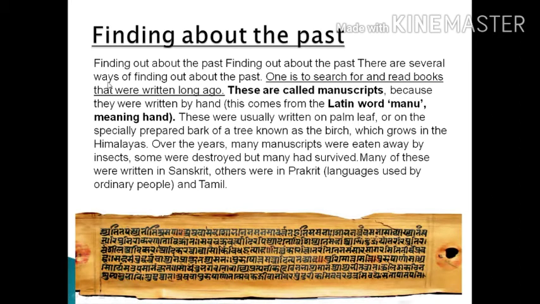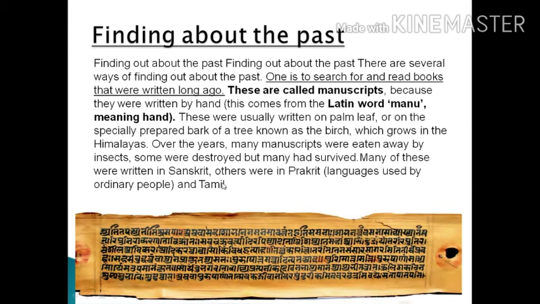So, here if you read the description, you will come to know that manuscripts were the things which were written by hand, but not on papers. These manuscripts were usually written on palm leaf or specially prepared bark of a tree known as birch tree, which is grown in Himalayas.